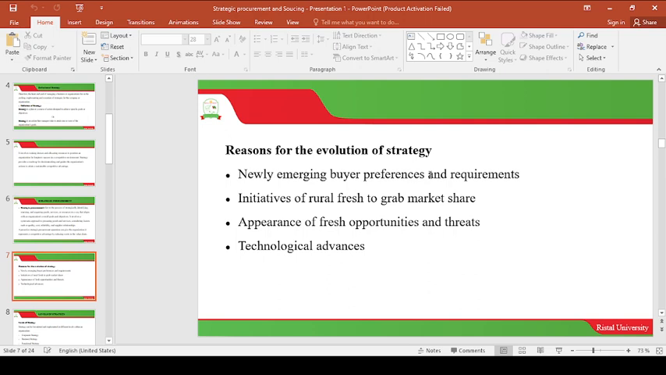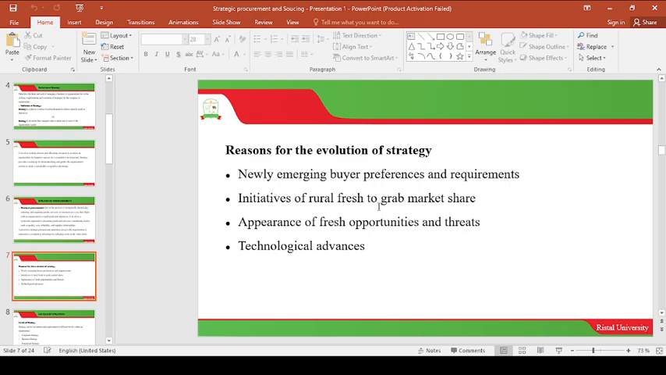Technological advancement, yes, changes in the technologies, because the technology world is running so fast. So strategies that can rhyme with the new technologies are set by the organization. So this is another reason as to why organizations need to set strategies.